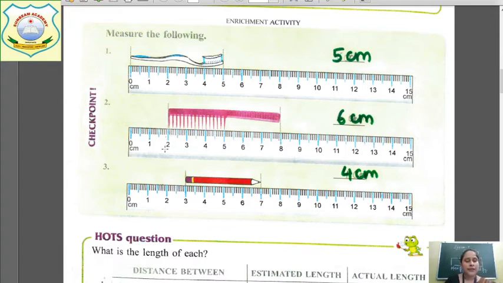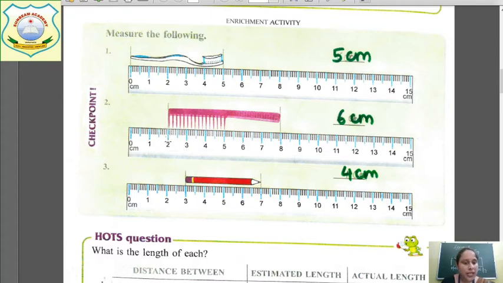Now see, one edge is on 2 centimeter and the other edge is on the 8 centimeter. Okay, so it is starting from 2 and ending on 8, but we will start measuring from 3. हम 2 से measure नहीं करेंगे. We will not start measuring from the very beginning point. जिस point से शुरू हो रहा है वहां से measurement नहीं start करेंगे. We will start measuring from the next point. जो भी next point है उससे हम measure करना शुरू करेंगे.